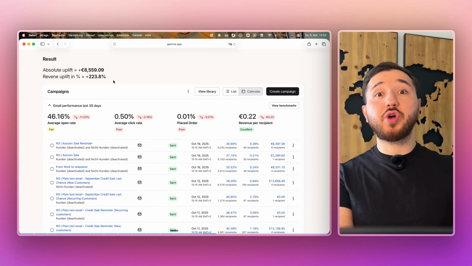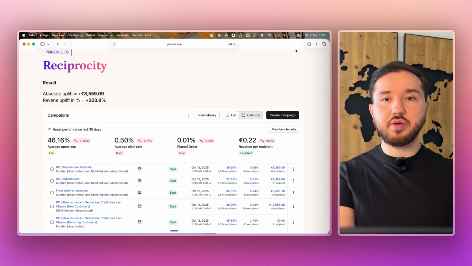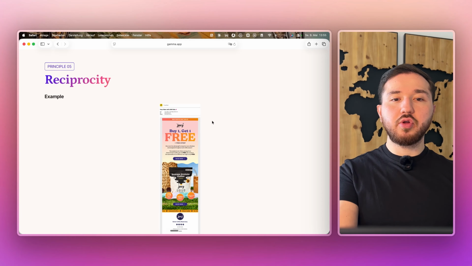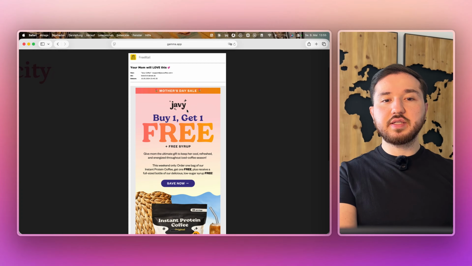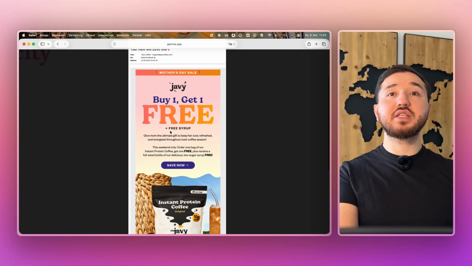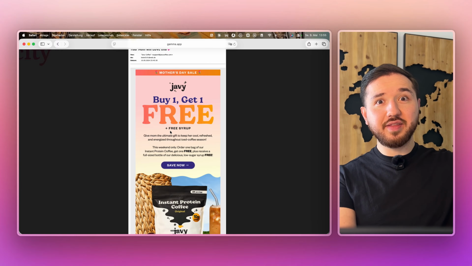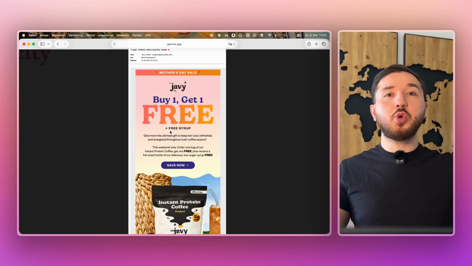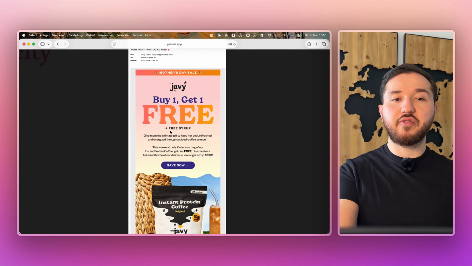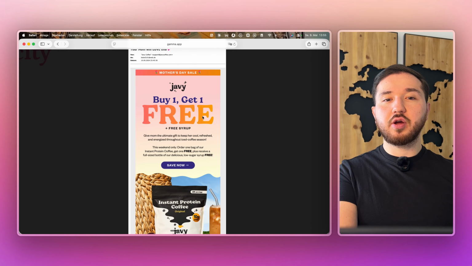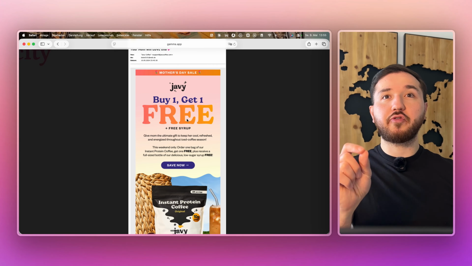Now, let me show you a great example that is using reciprocity. Here's a great example that uses reciprocity, and it is from JV Coffee again. Mother's Day sale, buy one, get one free, plus free syrup. So what they do with reciprocity is you buy this and you get two things for free, which makes you feel thankful for it, and you want to do something in return, which is to buy from them. And then the copy is even highlighting that by saying buy one, get one free, plus free syrup.